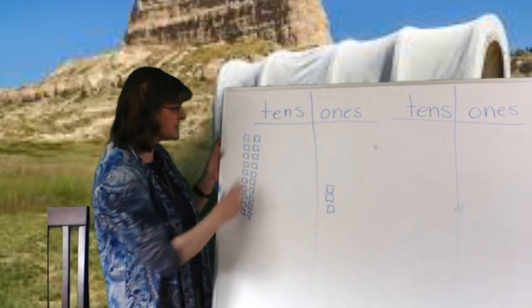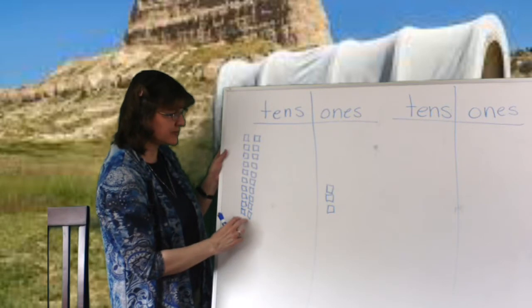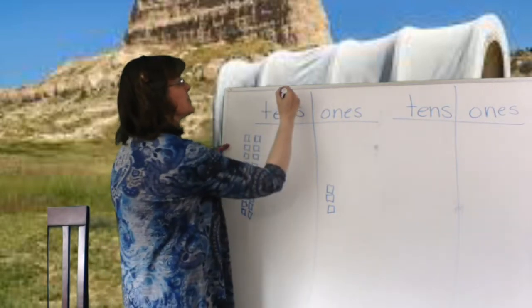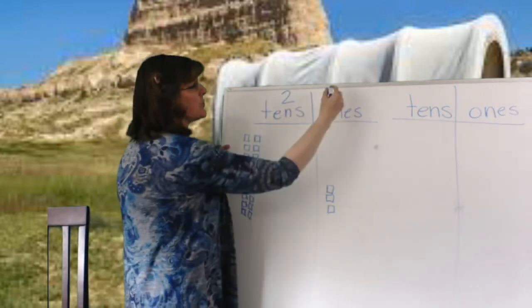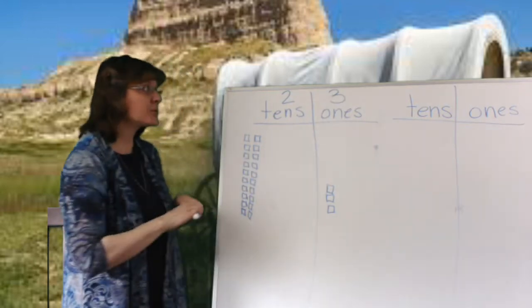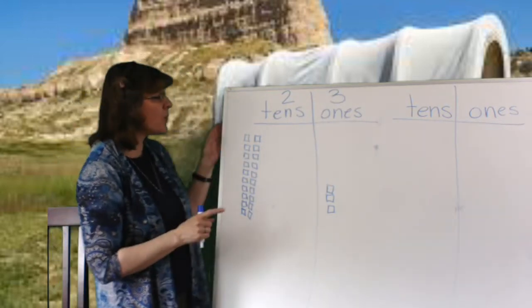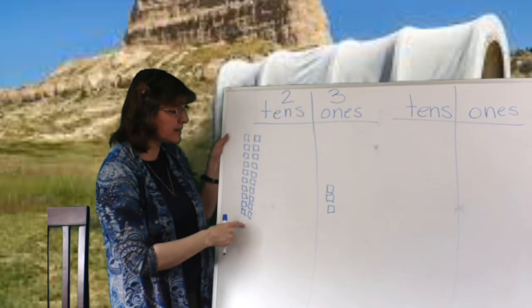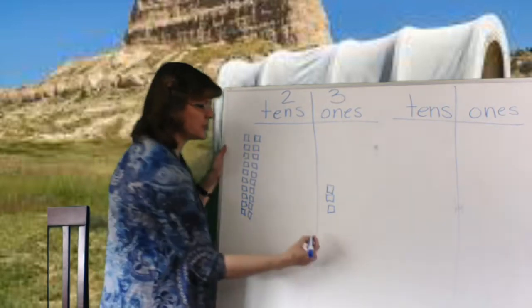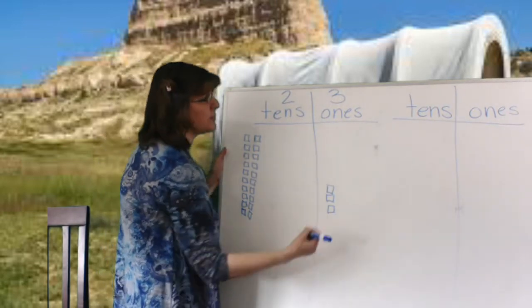So first you can see I have 2 groups of 10 here for my 23, so it's 2 10s, and I have 3 1s over here. That's one way I could do it. Or I can break apart here. I'm going to show another way to make 23 over here.